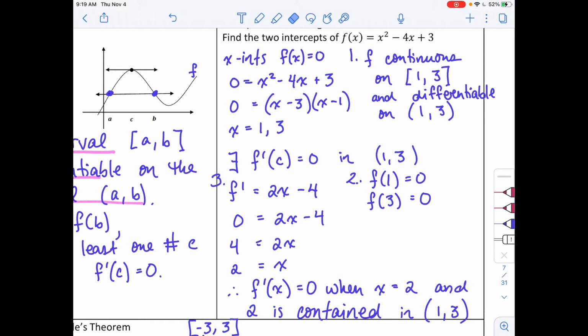All right, so let's just recap. Step 1, we have to state that the function is continuous on the closed and differentiable on the open. Then we found our x-intercepts, which define our interval, and the y outputs of each endpoint of our interval are equal, which means then that some f prime of c will equal 0. So then we differentiate, set the derivative equal to 0, and solve.